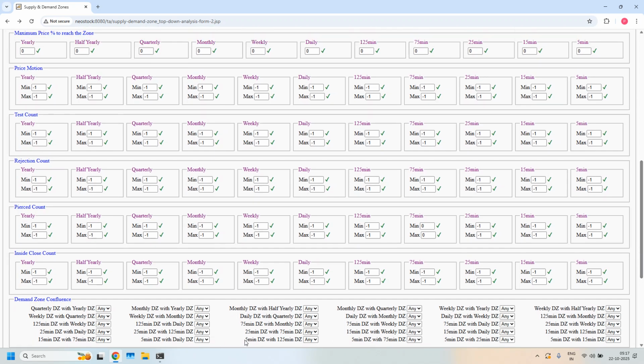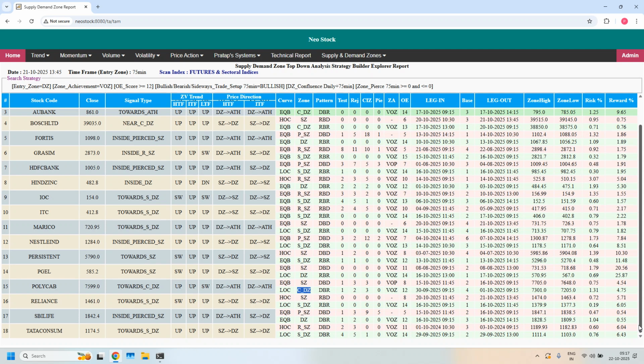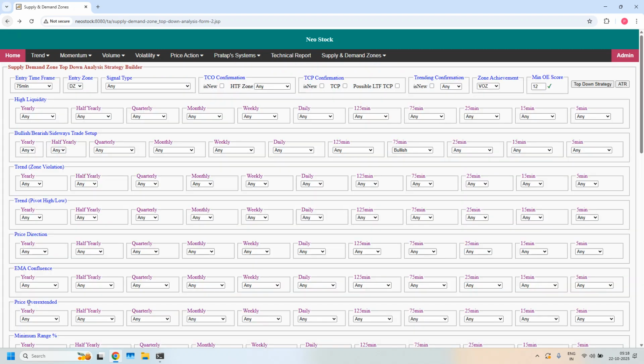First strategy. So let me apply both the rules one by one. First filter, LTF and ITF demand zone confluence, that is 75 minutes and daily demand zone confluence, and applying this filter on the stocks. Scrolling the list down, 18 stocks are filtered, and in all the 18, the ITF trend, that is the daily trend, is uptrend because the 75 minutes demand zone overlapped with the daily time frame. So we are looking for the daily trend, that is the ITF trend, to be uptrend in all the stocks. So let us add the second filter, that is daily demand zone having daily EMA confluence.